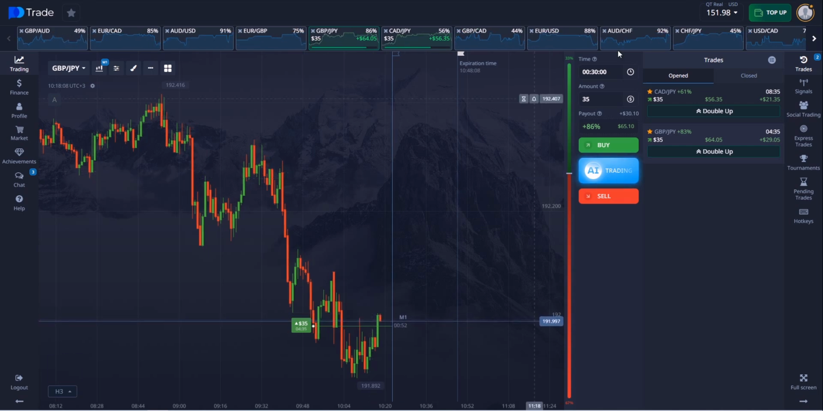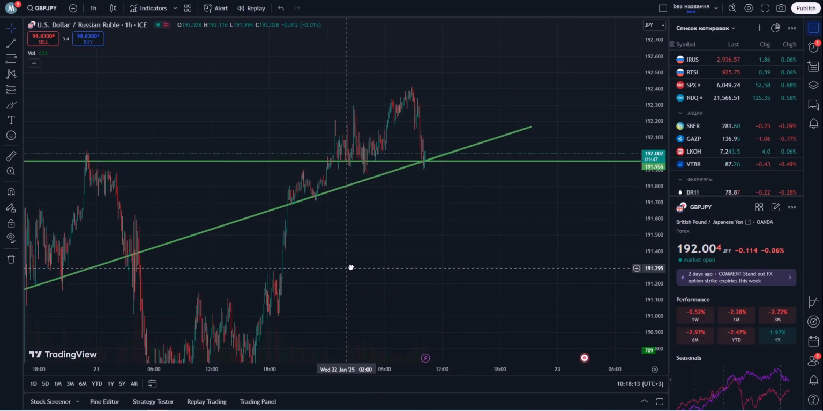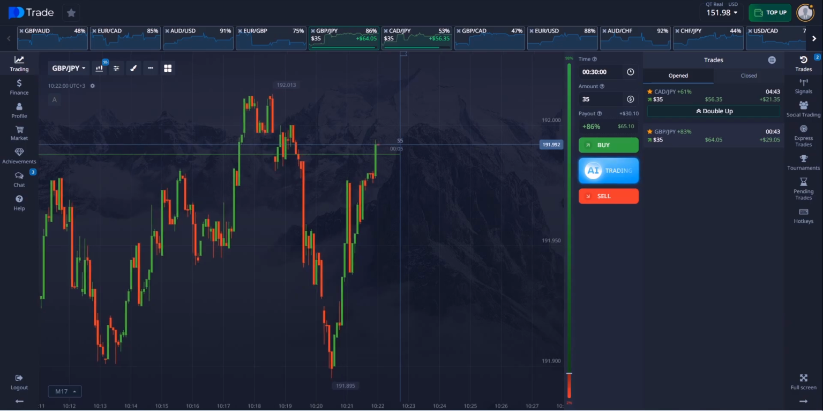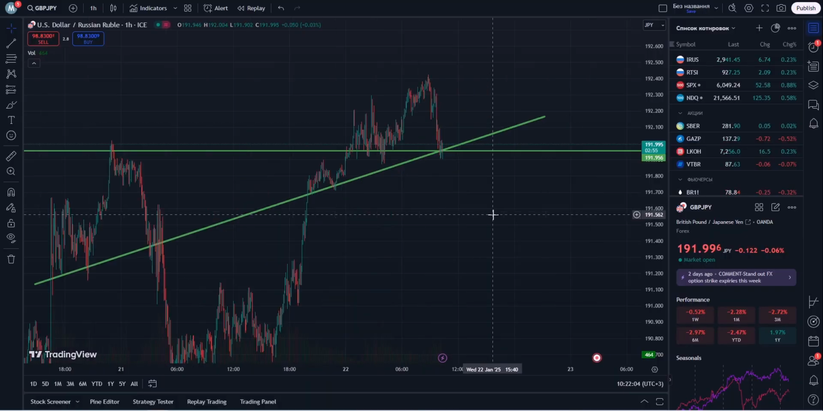Initially, we use only 2 points to draw a line. The more such points are used to build a line, the more stable is the level of support or resistance that such a line creates.